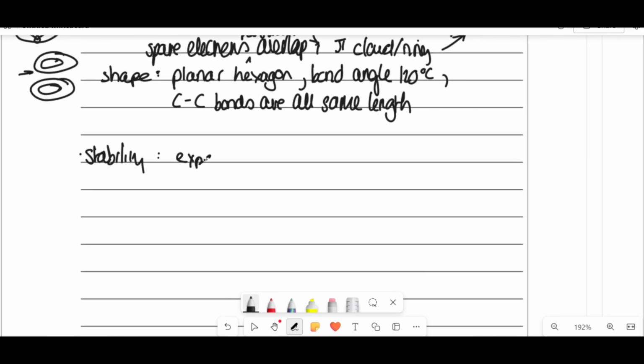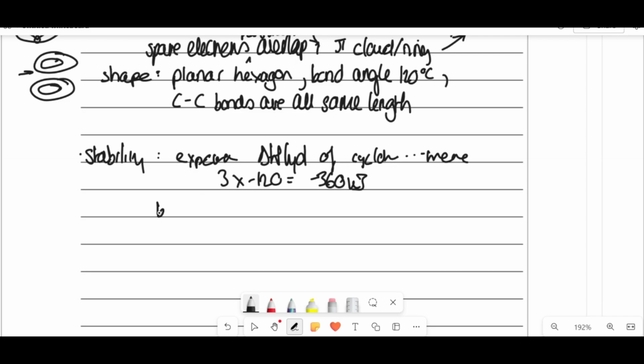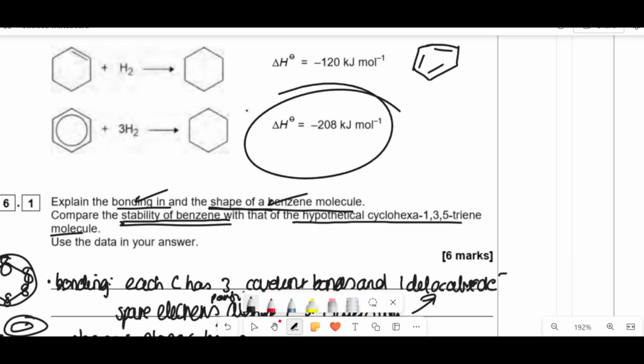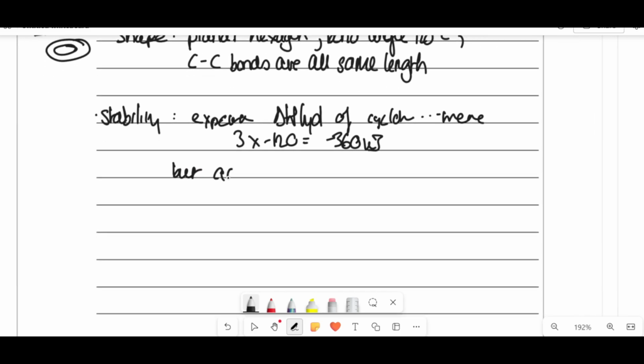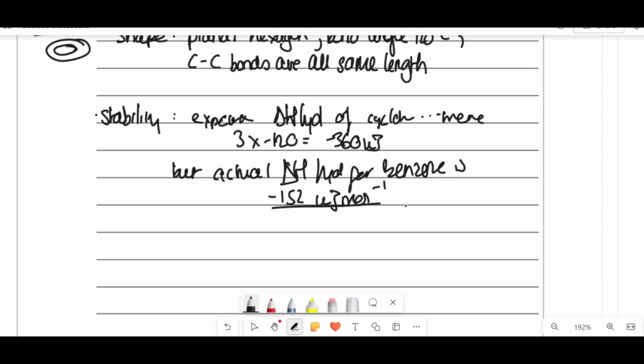So the expected delta H of hydrogenation of cyclohexa-1,3,5-triene would be 3 times minus 120, which is minus 360 kilojoules. But the actual one, can you see how it's minus 208? The actual hydrogenation enthalpy for benzene is minus 152 kilojoules per mole, right? Can you see how that's less exothermic? It's more positive. So benzene is less exothermic when you're doing this.